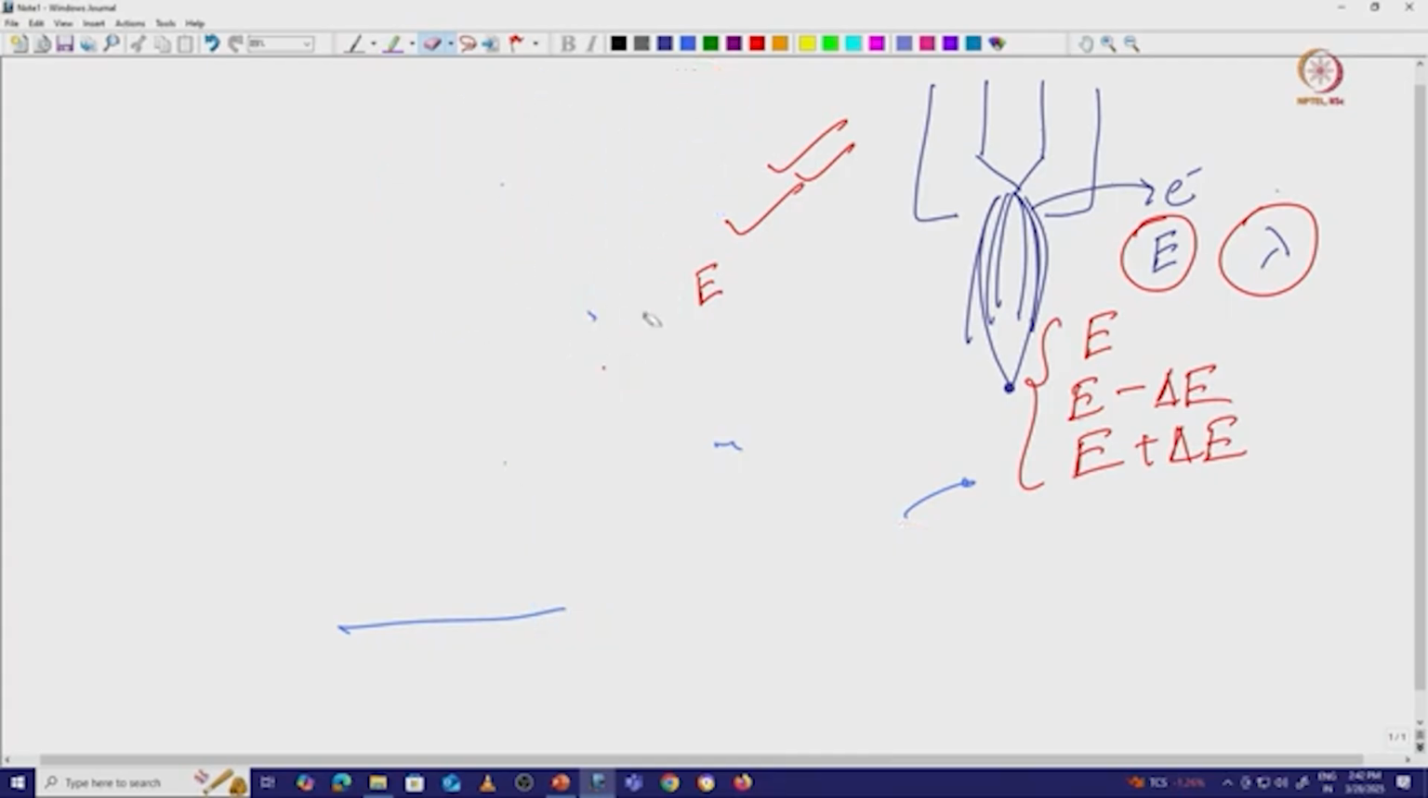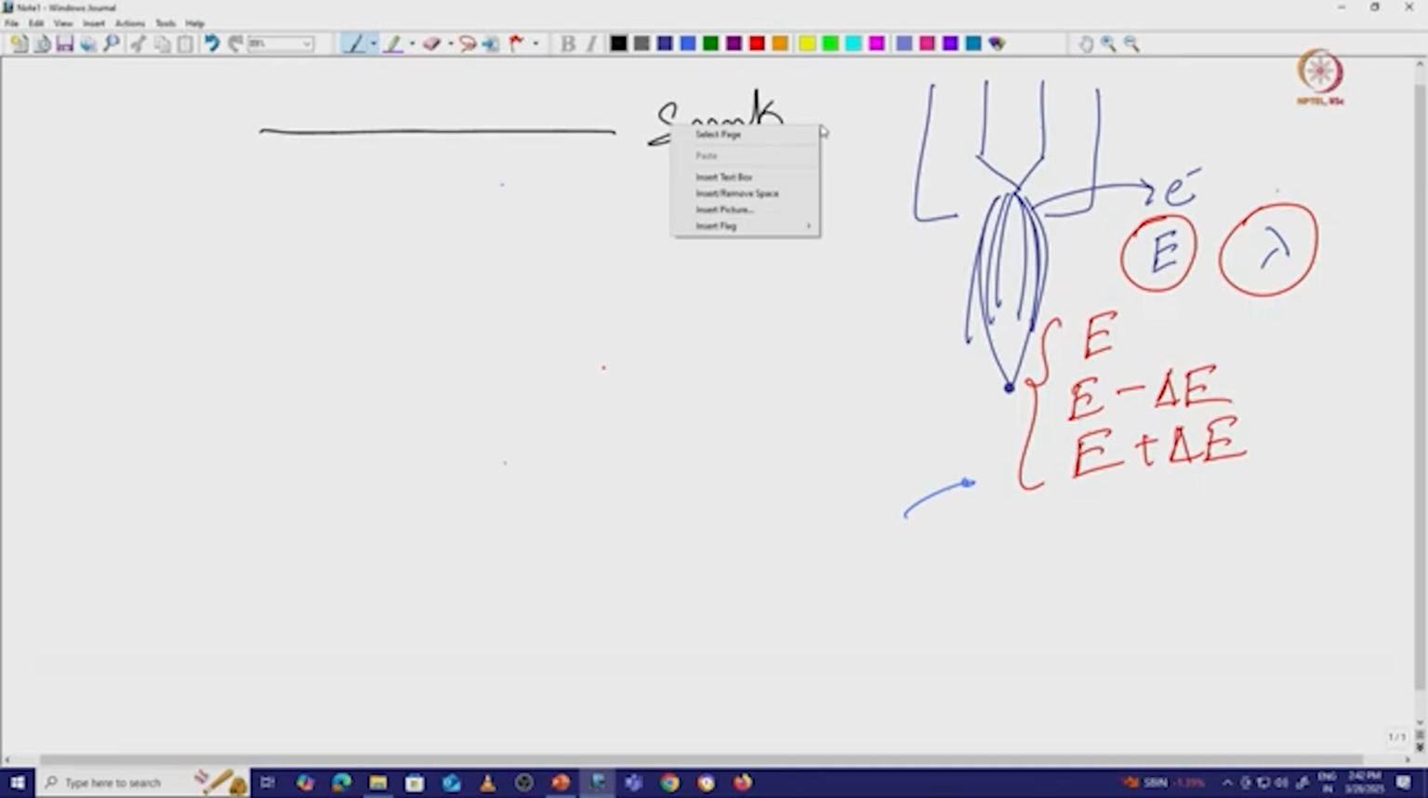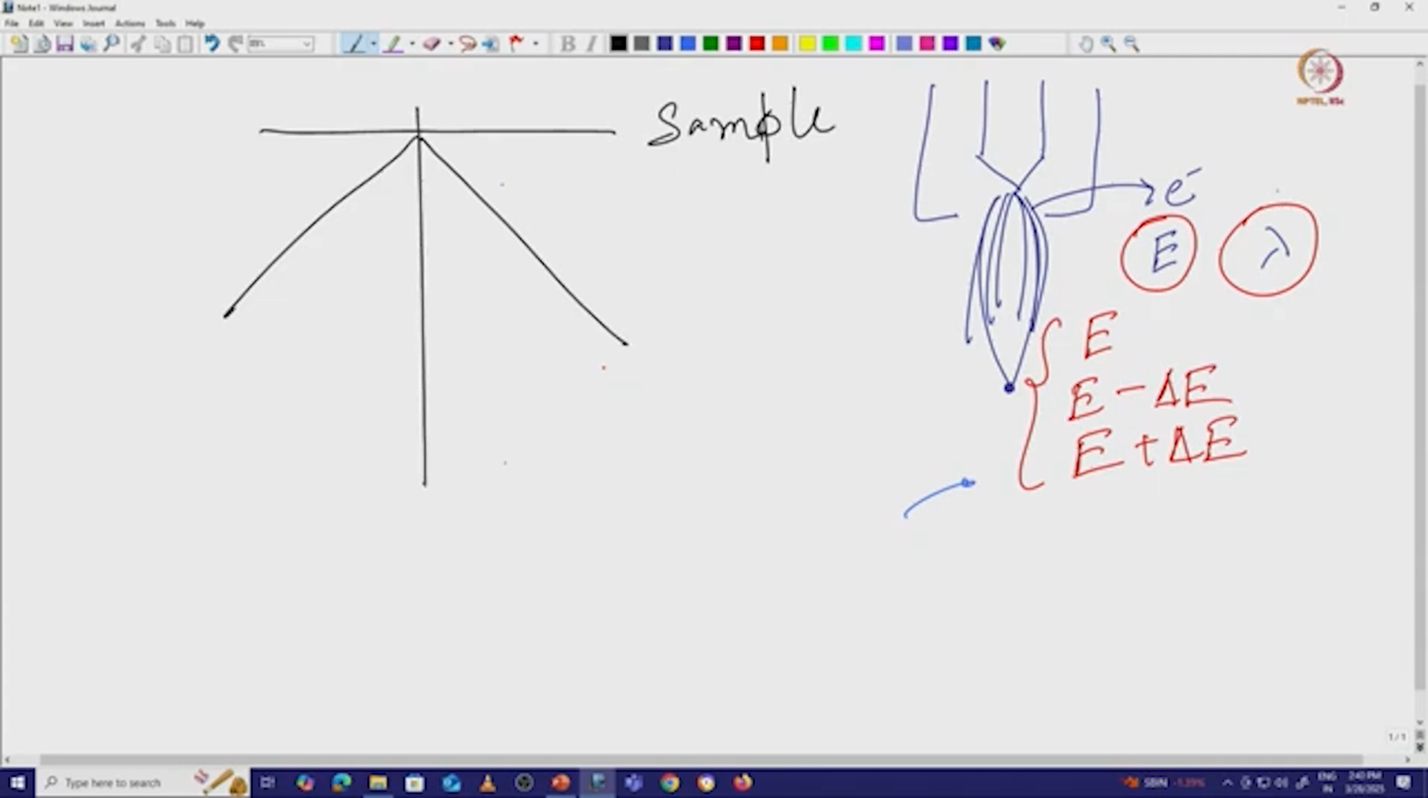If someone asks whether we have this chromatic aberration problem in the electron microscope, definitely we have a chromatic aberration problem. How will we draw and explain this? Okay, this is the sample. Rays will come out from here, and we are considering this as my optical axis.